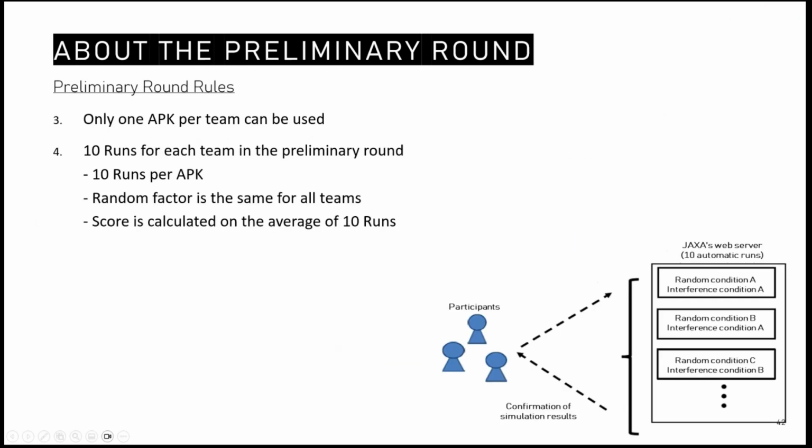Even though you can create up to 20 APKs, you can only submit one APK for the preliminary round. Each team will have 10 runs of their APK. The random factors are the same for all the teams, and the score is calculated on the average of the 10 runs, as I said before. So one APK, but 10 runs of the APK.